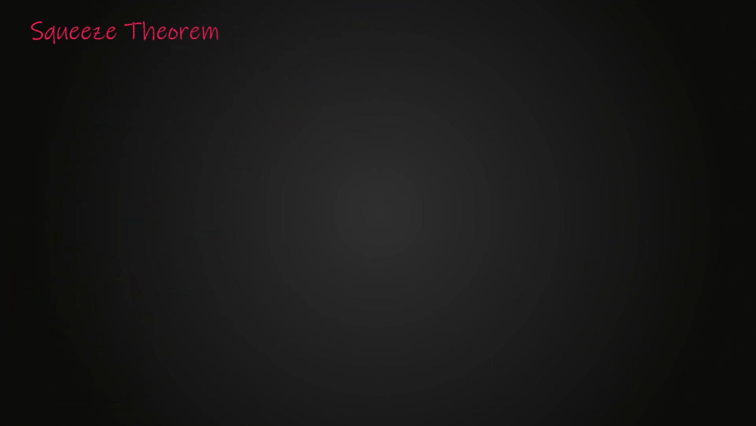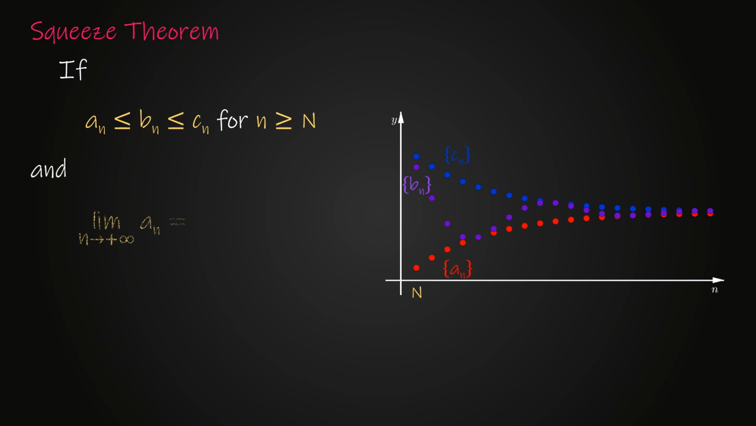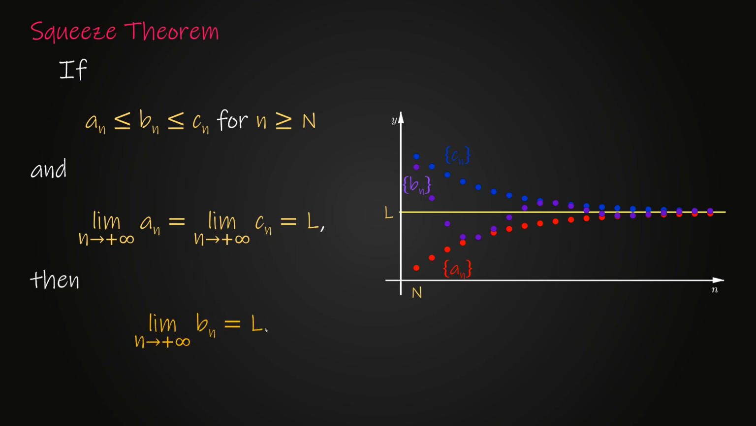Squeeze theorem for sequences. Suppose there are three sequences. If the terms of one sequence is always bounded below and above by the other two sequences, for all n after a specific number, and the bounding sequences both converge to the same number L, then the squeezed sequence also converges to L.